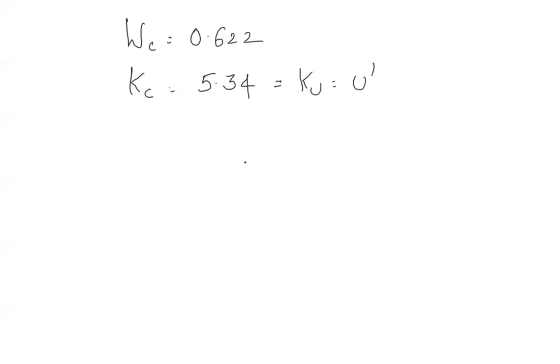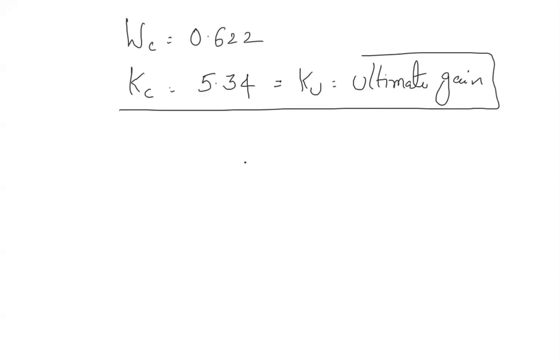So omega c is equal to 0.622. So Kc is equal to 5.34, which you call as, let's say, Ku. This is called ultimate gain, that means the gain at which the system is at verge of stability. Suppose next time somebody asks you to calculate ultimate gain, it is nothing but when you equate the amplitude ratio to 1.